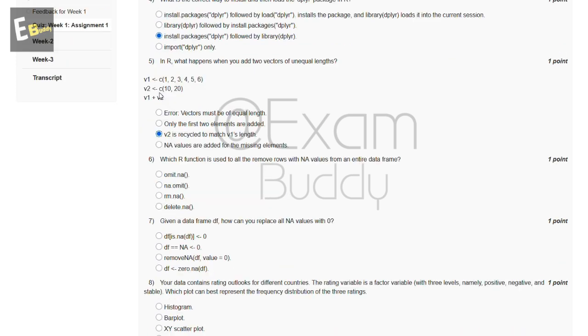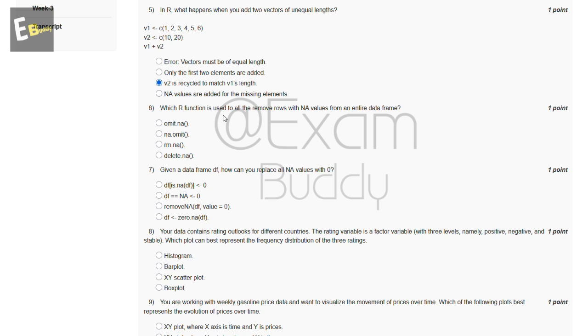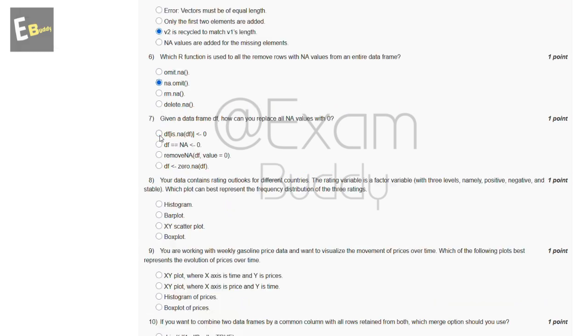Now the sixth question is: which R function is used to remove all rows with NA values from an entire data frame? So these are the options: omit.na, na.omit, rm.na, delete.na. So the answer of the sixth question is B, na.omit. Now the seventh question is: given a data frame df, how can you replace all NA values with 0? So these are the options and the answer of the seventh question is A.